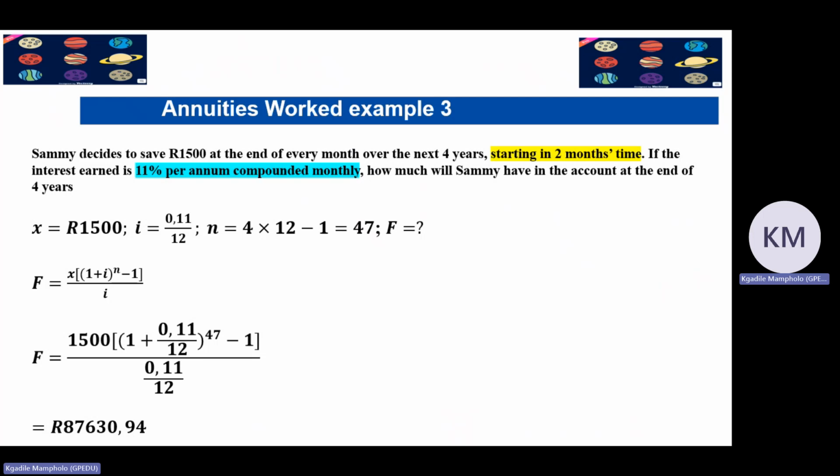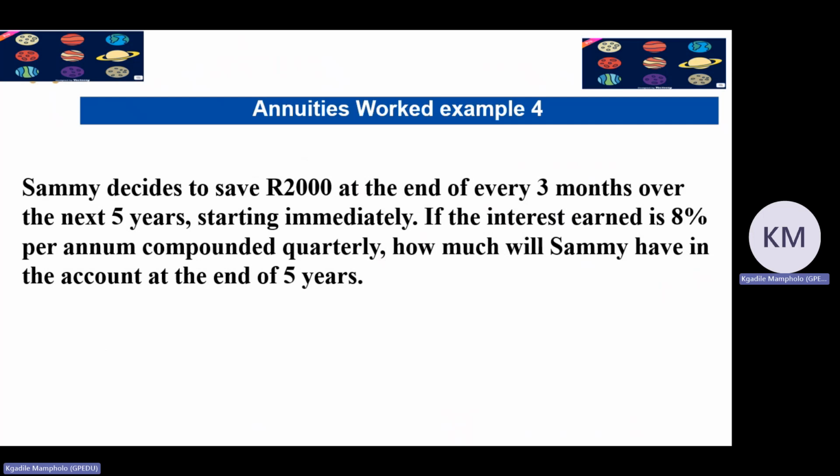Then you substitute, and then it means Semi will have 87,680 rand 94 cents within a 48-month period. But N is 47 because it started in 2 months' time. Then it means it missed the first month. Now again, I changed here.